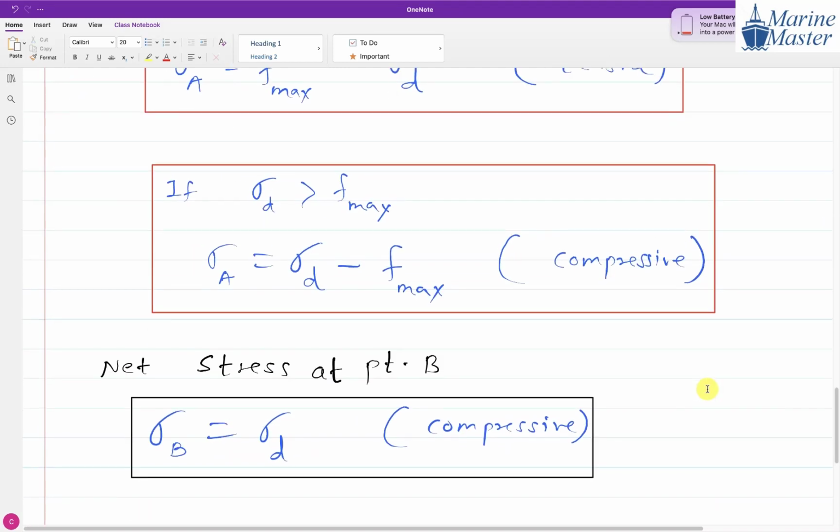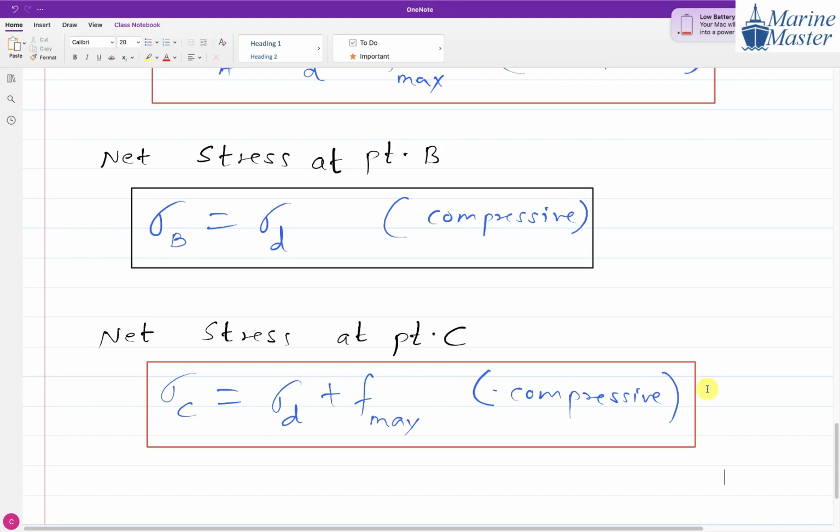Then, everyone, write down this one: net stress at point B and net stress at point C.